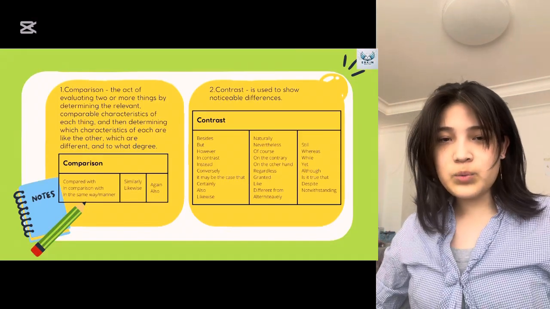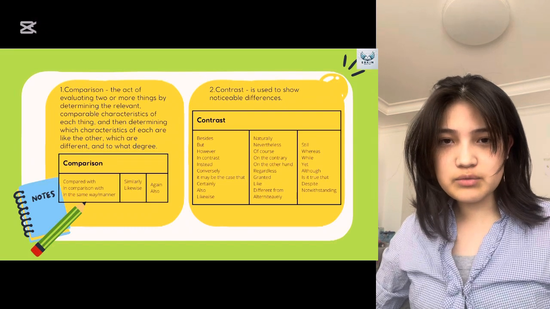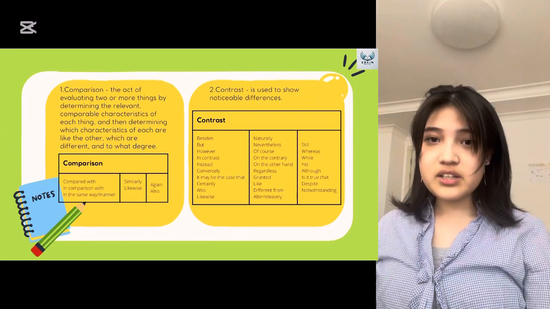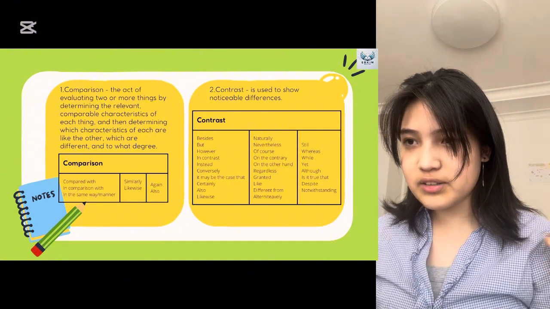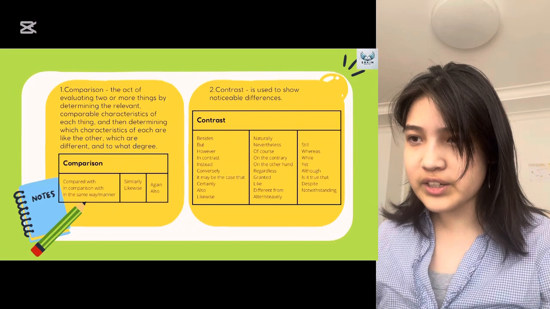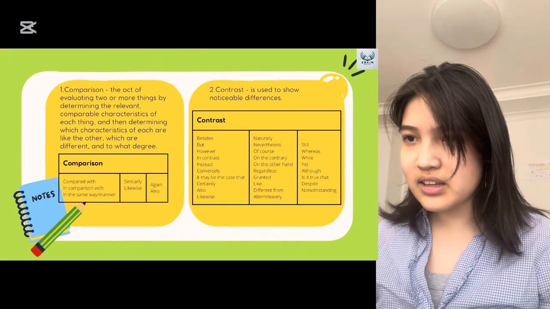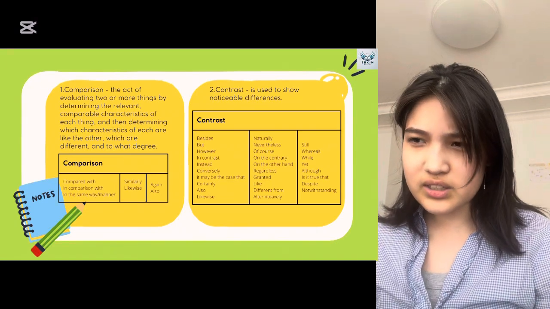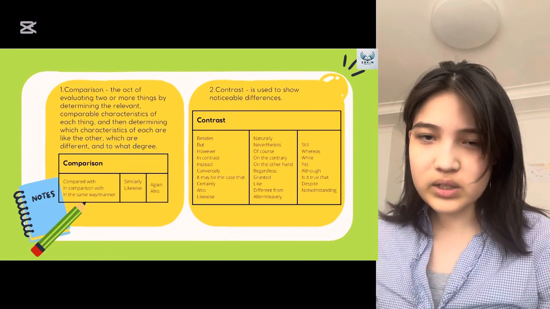So we overall have 8 different types of cohesive devices. The first one is for comparison. So comparison is the act of evaluating 2 or more things by determining the relevant comparable characteristics of each thing, and then determining which characteristics of each are like the other, which are different, and to what degree.